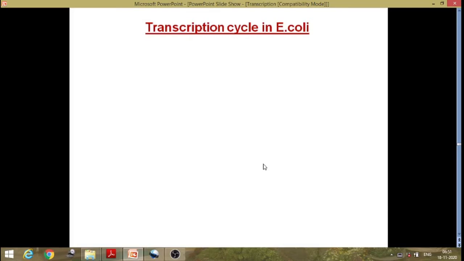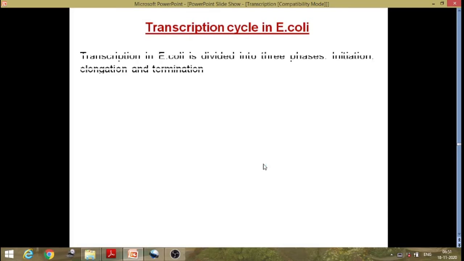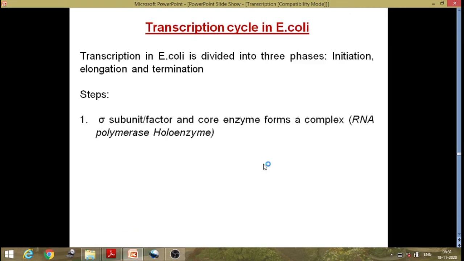Now I will discuss the transcription cycle in E. coli. The transcription in E. coli or any prokaryote is divided into three phases: initiation, elongation, and termination. So I will discuss the steps involved one by one. So what is the first step? First step is formation of RNA polymerase holoenzyme. In this, the sigma subunit or sigma factor and core enzyme form a complex.